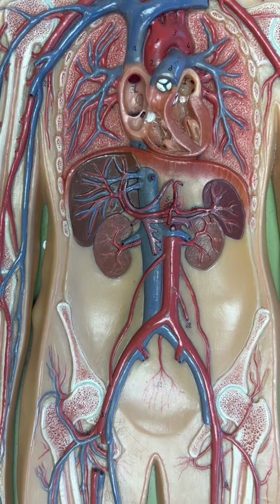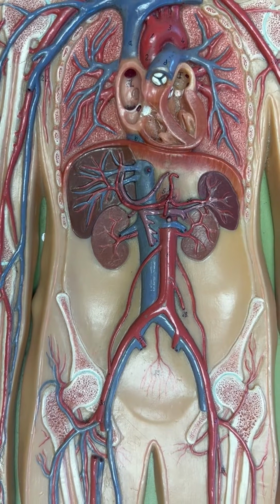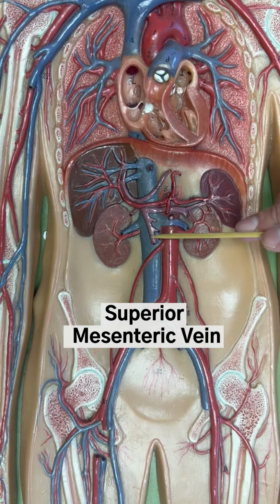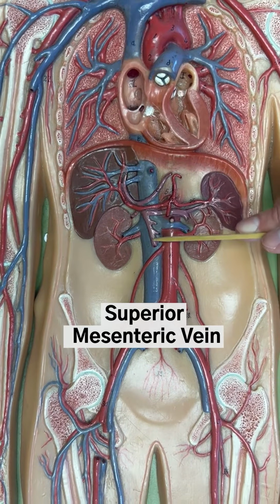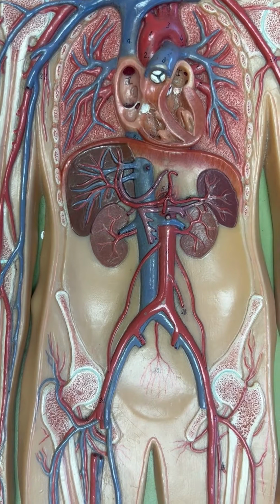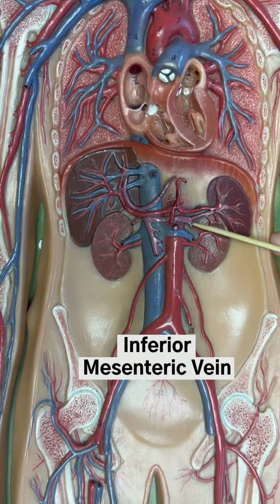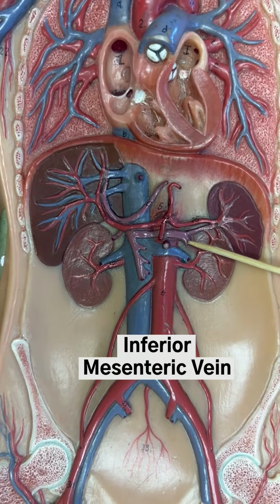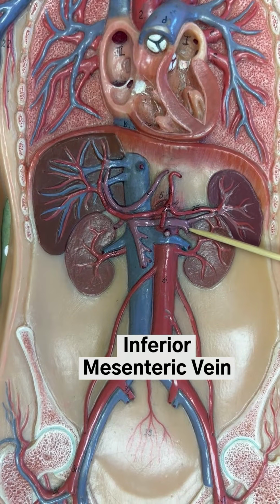Lastly, we're going to cover the vessels in purple. This is the hepatic portal system. First, we will cover the superior mesenteric vein. This here is the superior mesenteric vein. And although most of it is cut off, this cut off vessel here is the inferior mesenteric vein. Inferior mesenteric vein.